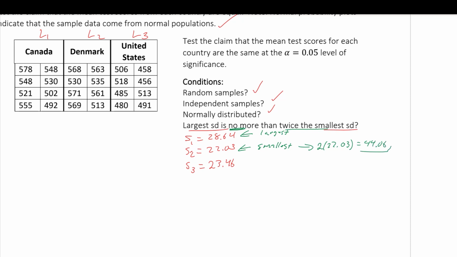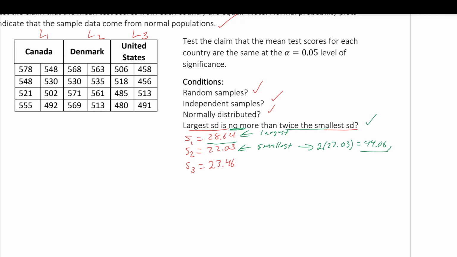And that value is clearly greater than the largest. So yeah, if this largest standard deviation of 28.64 was greater than 44.06, then we would definitely have samples that are too different from each other to actually make a good comparison. Okay, in this case, we can roughly say that each sample has roughly the same spread. So yeah, that is also satisfied as a condition.